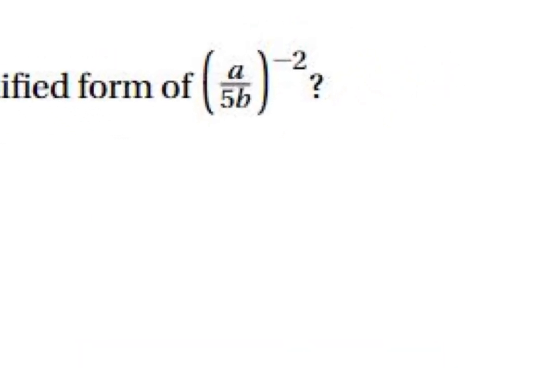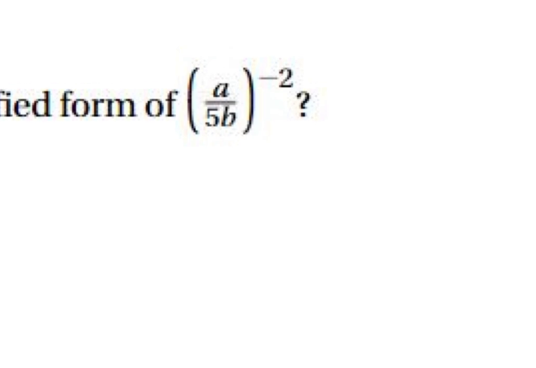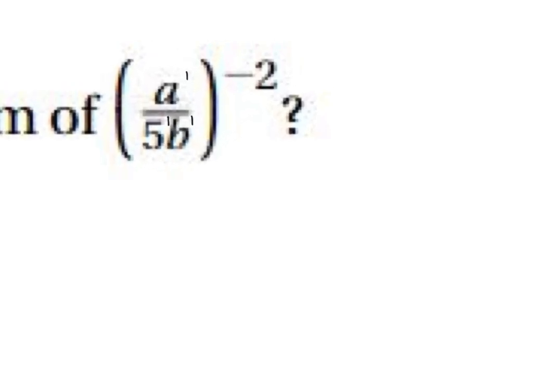What is the simplified form of a over 5b to the negative second power? Okay, we're missing some exponents though. What's the exponent of a? What's the exponent of 5? What's the exponent of b? 1. All of these exponents are 1, okay? Whenever you don't see it, it's always 1, right? Okay, so we're going to take this negative 2, and what are we going to do with it? Distribute it to what? The ones, right? All the exponents. So to this one, and to this one, okay?